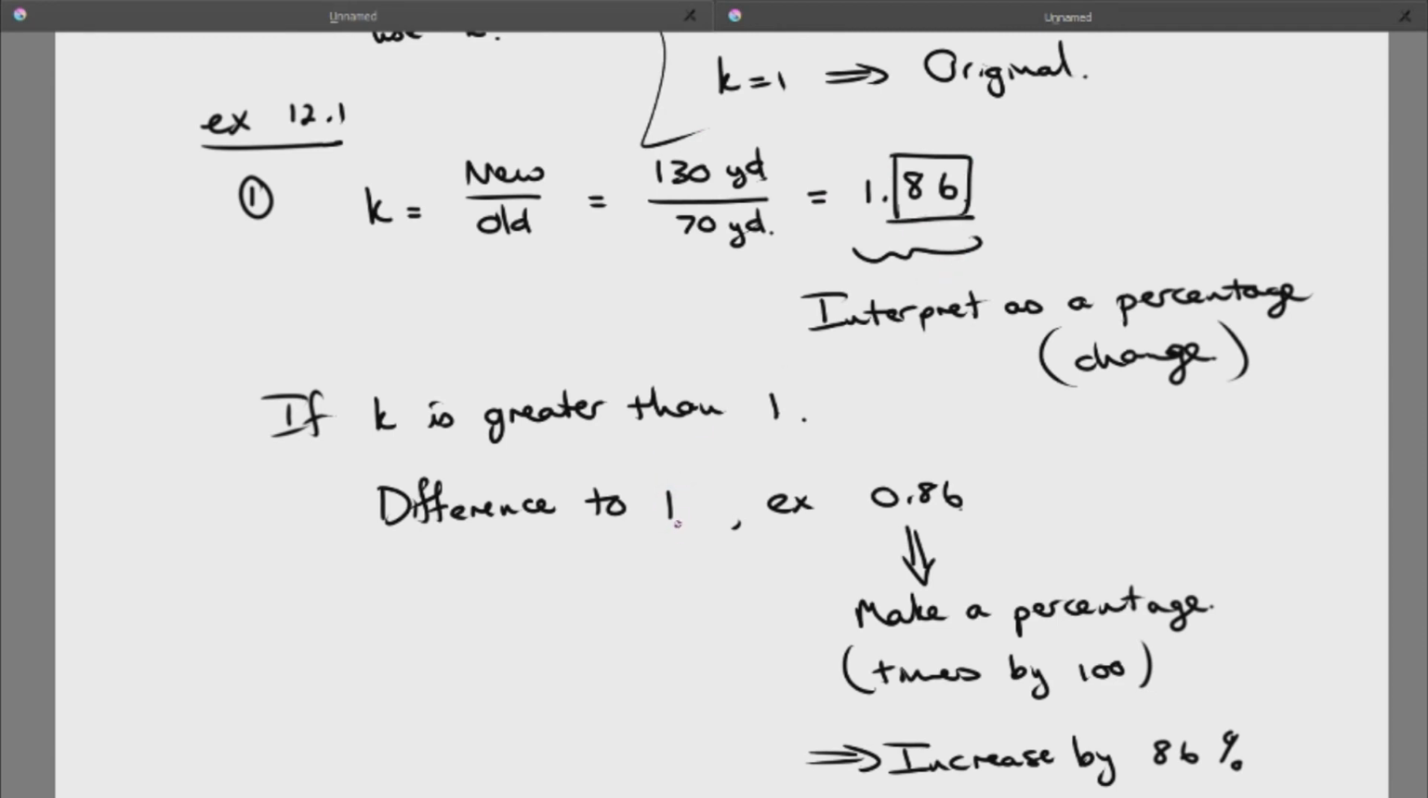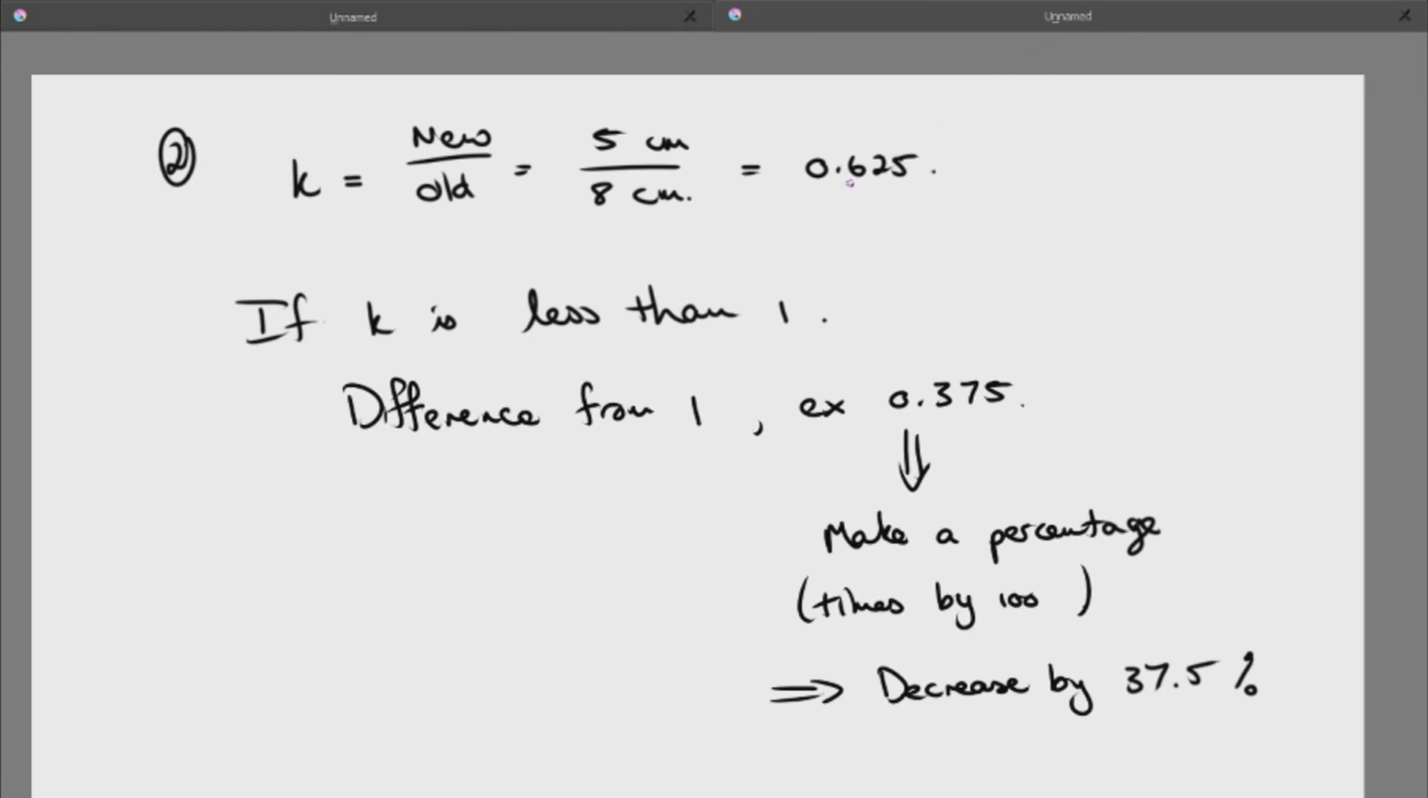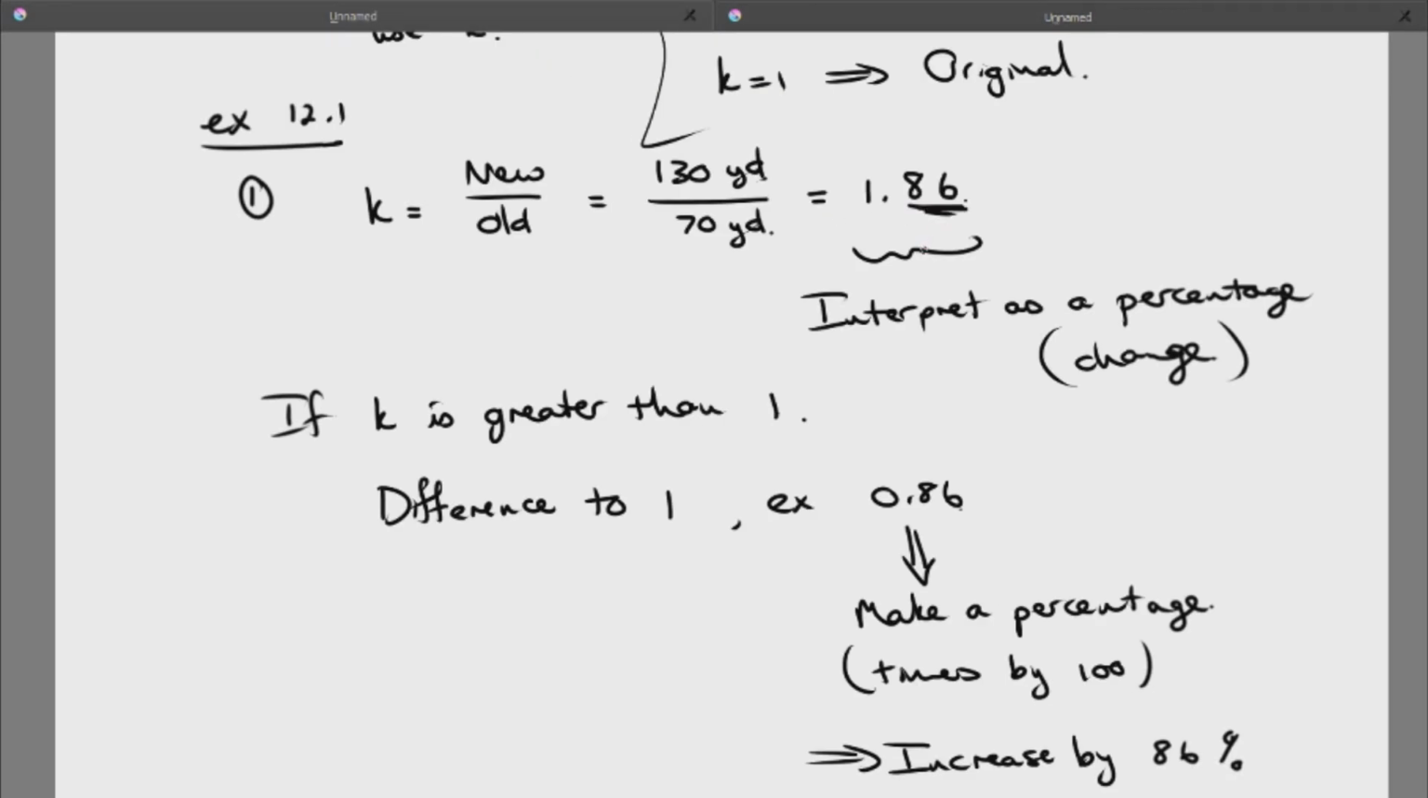You take away the 1 because the 1 is the original and you're looking for the change. But in the case of the scale factor being less than 1, it's not as simple as just throwing stuff away. You have to actually do 1 minus this. But it's the difference in both cases, yeah. The increasing one is just easy, it's right there. It's not much to do.